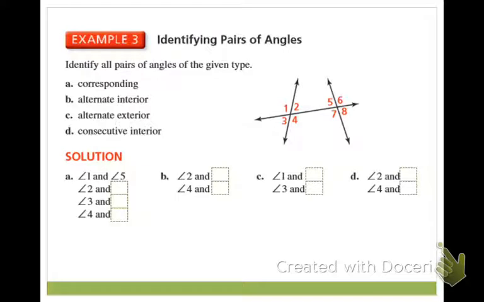So we're at the bottom. Angle 2 is in the top right. So angle 6. So angle 2 and angle 6. Angle 3 is in the bottom left. So angle 7. And then angle 4 and angle 8. Good.